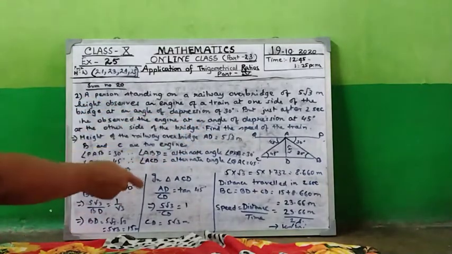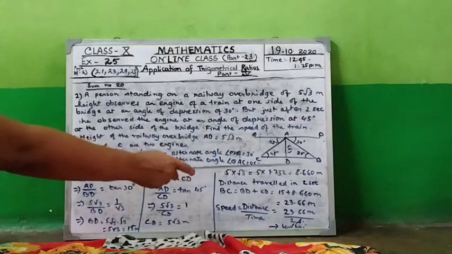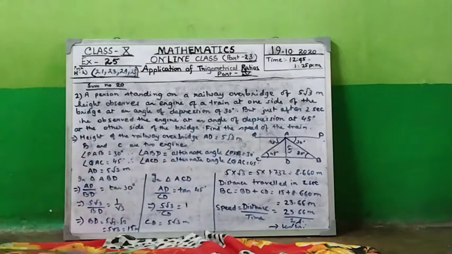So what is BC? BC is equal to BD plus CD, that is 15 plus 8.66 meters, coming to 23.66 meters. Then what is the speed? Speed is obviously distance by time. Distance you got 23.66 meters and time is 2 seconds.